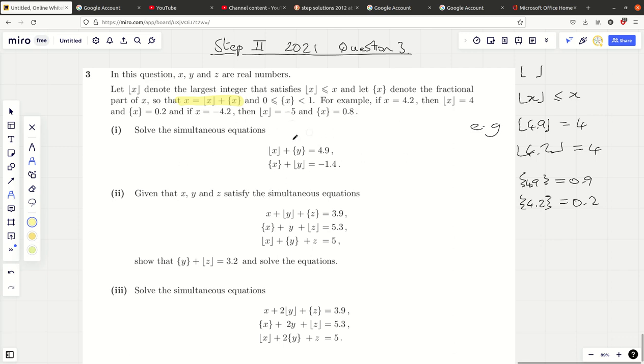And remember, when we're solving these equations, we're trying to find what x and y are. So the first thing I did was add them together, because integer part plus fractional part is just x, and integer part of y plus fractional part of y is just y. Then I can add these two together, and I'm going to get 4.9, 3.9, 3.5.